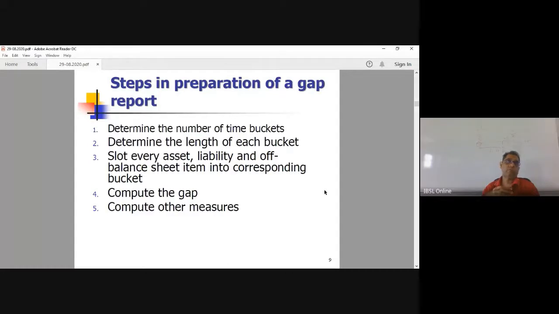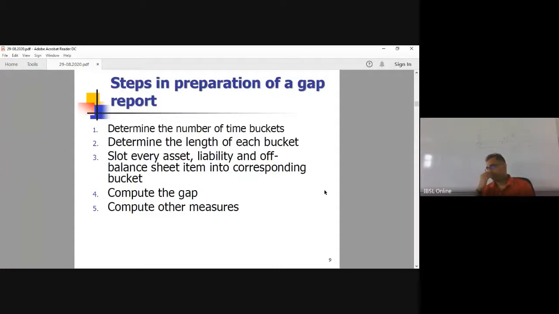Every month, 1 month, 2 months, 3 months, 4 months, up to you. And then basically slot your assets and liabilities based on their maturity periods into those particular buckets. And then you compute the gap and compare it with other measures. So think of it this way.